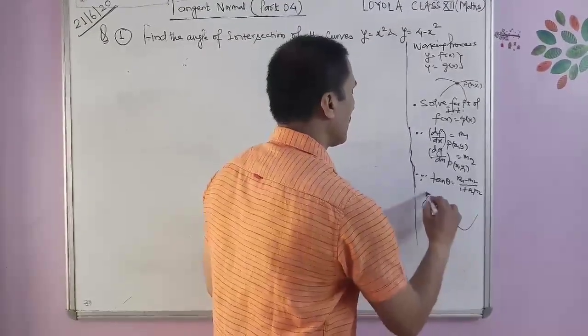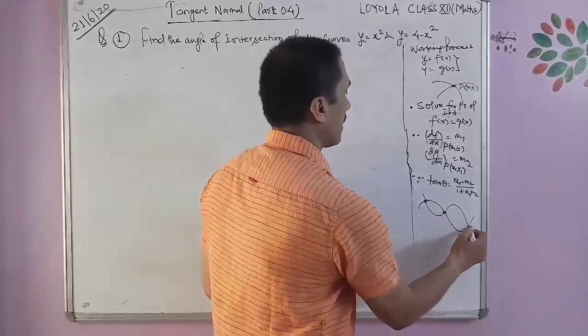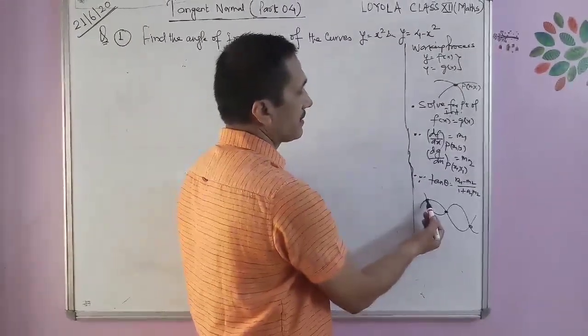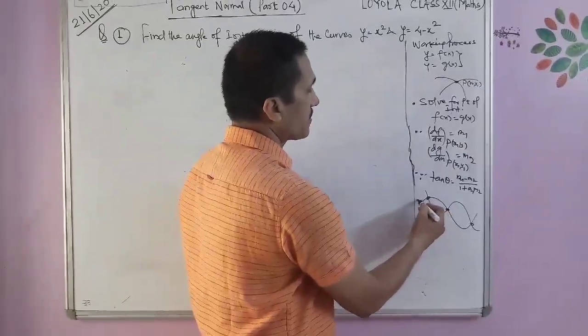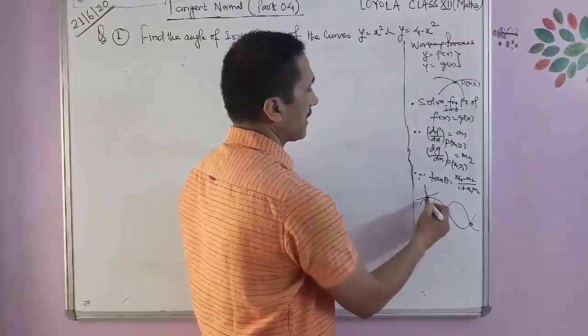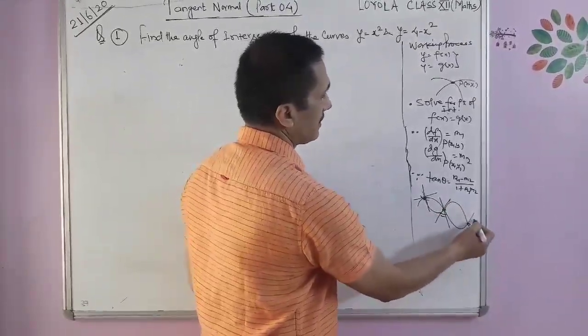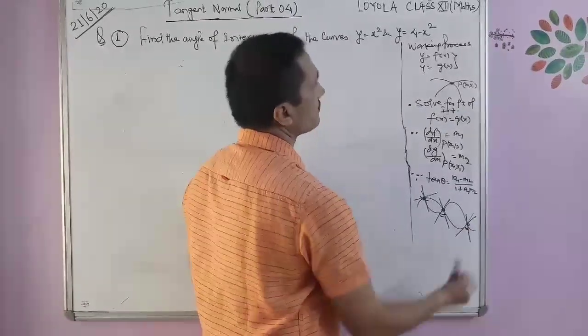If curves intersect each other at more than one point, then we find the points of intersection, and for each point we find the angle of intersection like this.